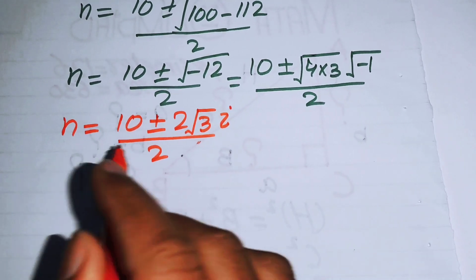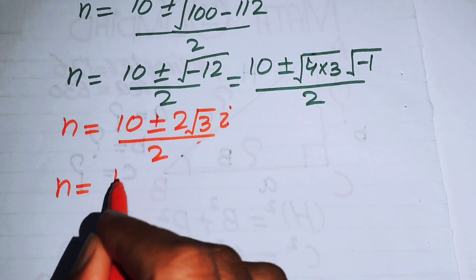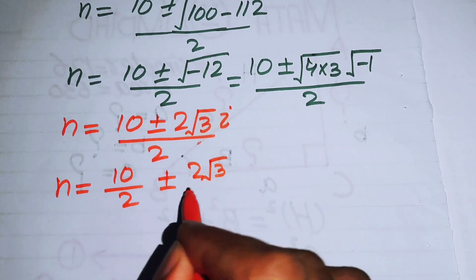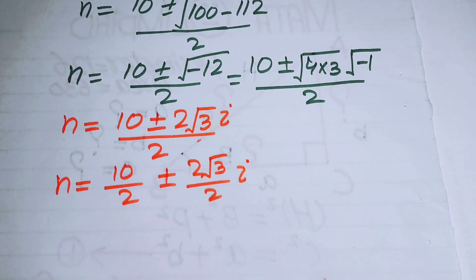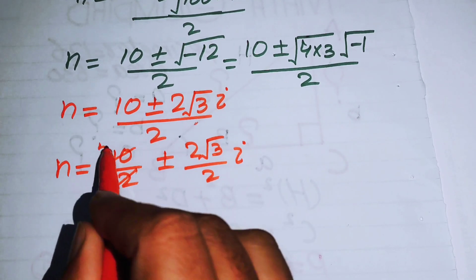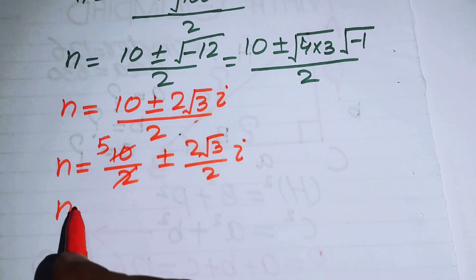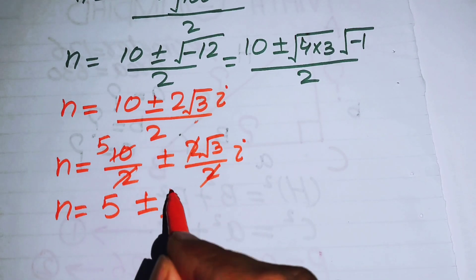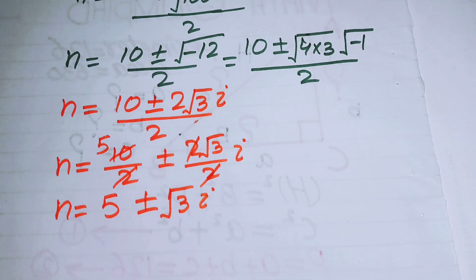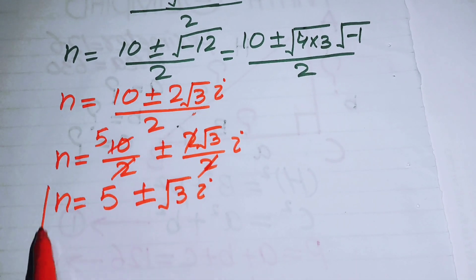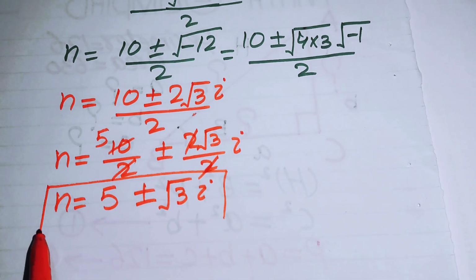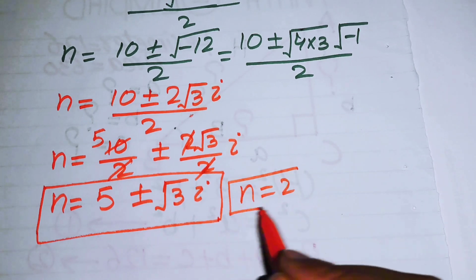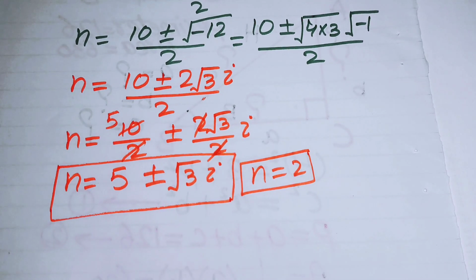So now we separate these two terms, and we get n equals 10 over 2 plus or minus 2 times square root 3 over 2 times iota. So here we cancel these terms, and you get n equals 5 plus or minus, these two are cancelled by each other, and we obtain square root 3 times iota. So these are the other two complex roots of the given equation, and our third root is n equals 2. So this is our final answer to this question.